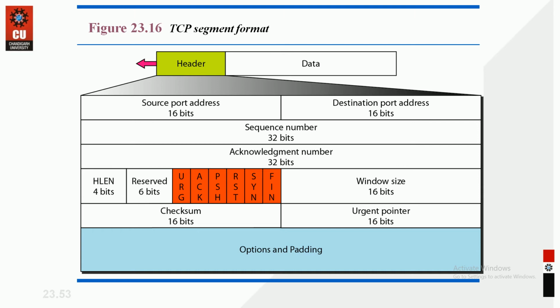Then we have 6 flags: URG, ACK, PSH, RST, SYN, FIN. Now URG stands for what? Urgent flag. The value of a flag is either 1 or 0. A flag is used to define some kind of status. If the value of this urgent flag is 1, that means there is some urgent data.